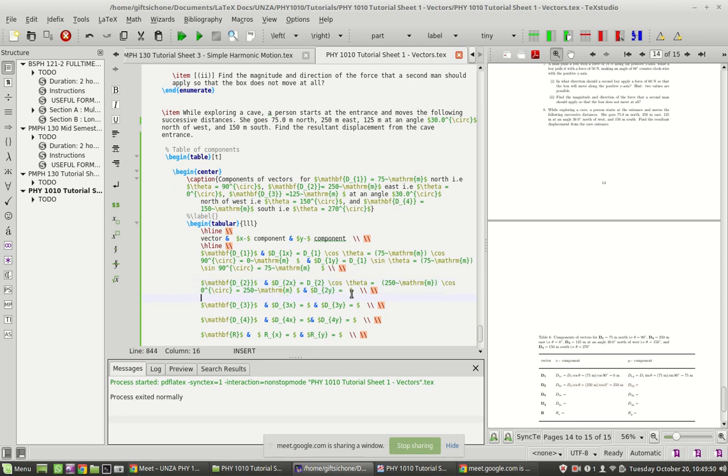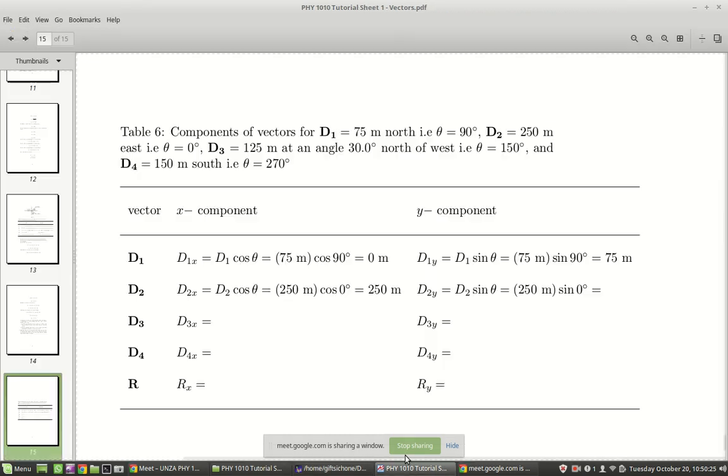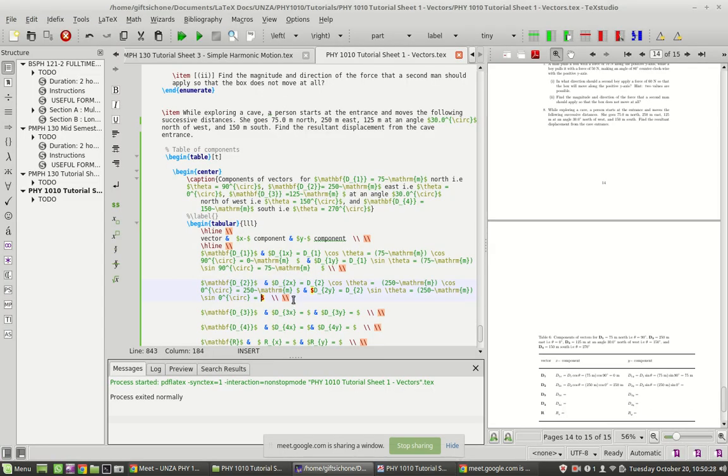Then d2y. 250 sin 0, which is 0. Sin 0. 250 times 0 is 0, which gives us how much? How much do we get? 0.